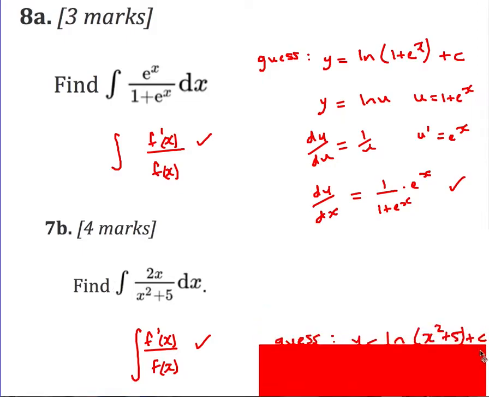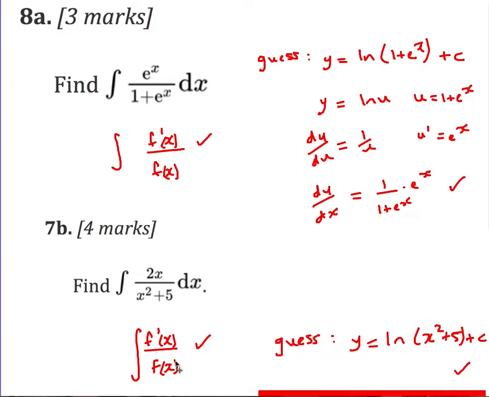And so I go, right, same again. I'm going to guess ln of the thing on the bottom, which is ln of x squared plus 5, plus c. And this time if I differentiate this one, I actually get straight back to this. And that's it. I've done it. So I get, look at that, 4 marks just for basically knowing this rule. And that's it.